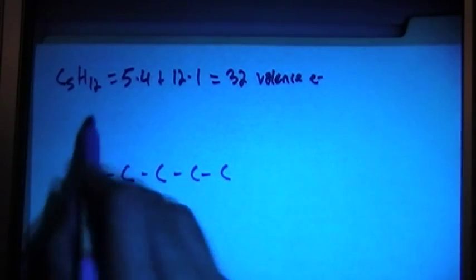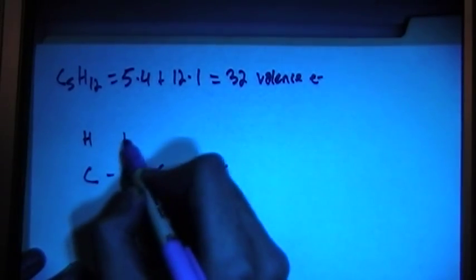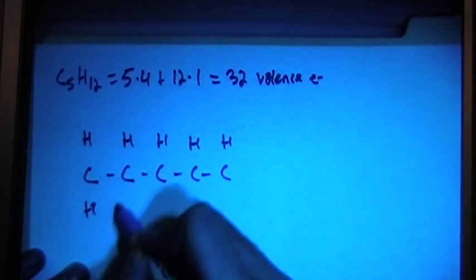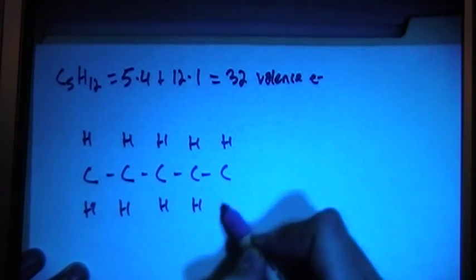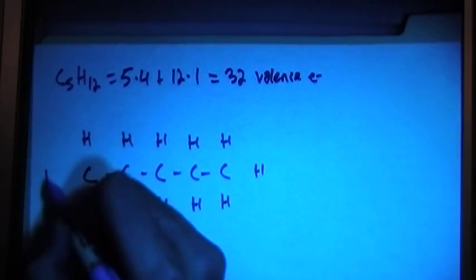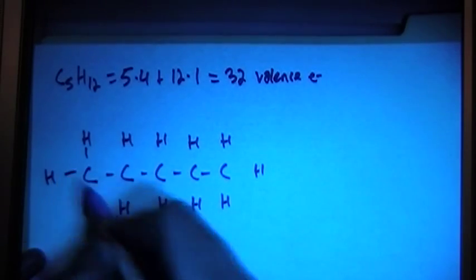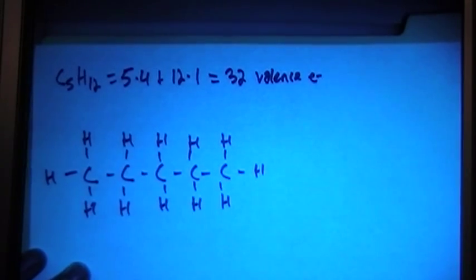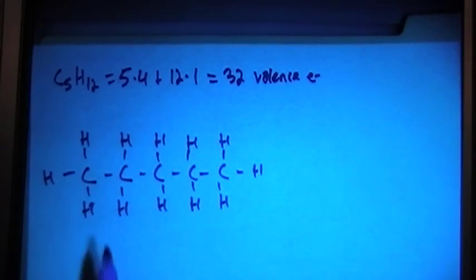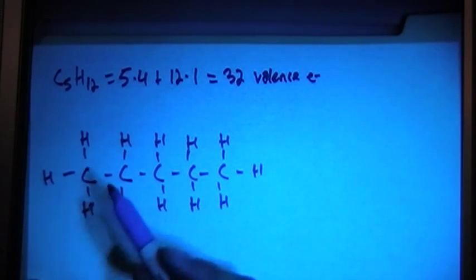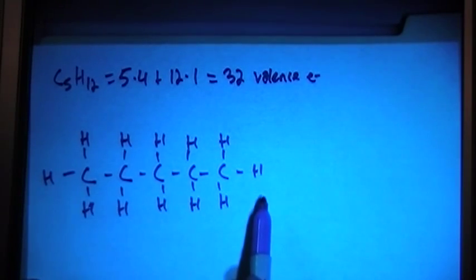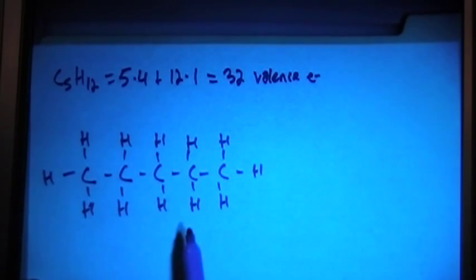5 carbons, and we have 12 hydrogens. So 1, 2, 3, 4, 5, 6, 7, 8, 9, 10, 11, 12. And then we can go ahead and attach them all with single bonds, because hydrogens can only have single bonds. And now, if you notice, every carbon has 4 bonds, which gives it its full 8 octet electrons, and each hydrogen has a single bond, which has 2 electrons, which is all the electrons that a hydrogen atom can hold.